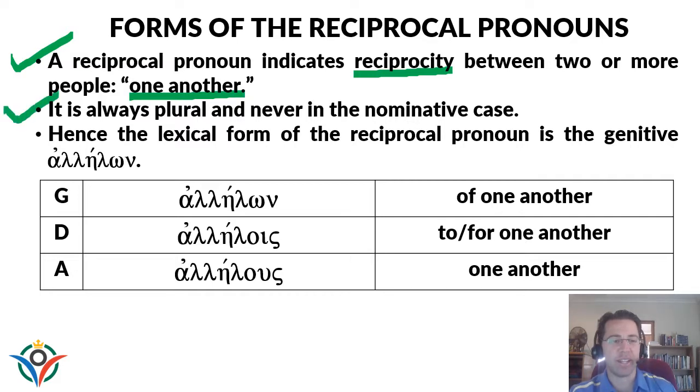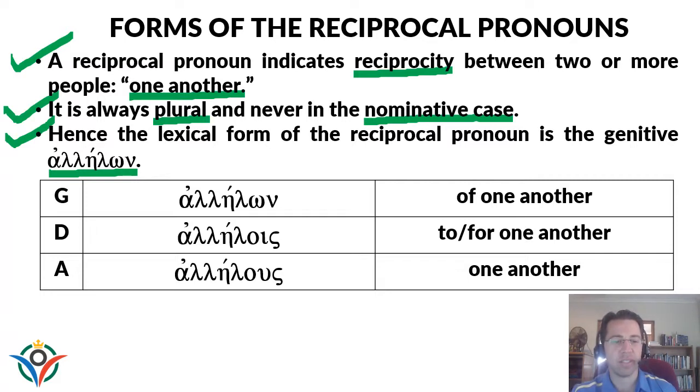Now, two observations that I want to make you aware of. It is always plural and never in the nominative case, just like the reflexive pronoun. And then the lexical form of the reciprocal pronoun is the genitive allēlōn. So there are only three forms to learn for the reciprocal pronouns. Let's have a look at them together.